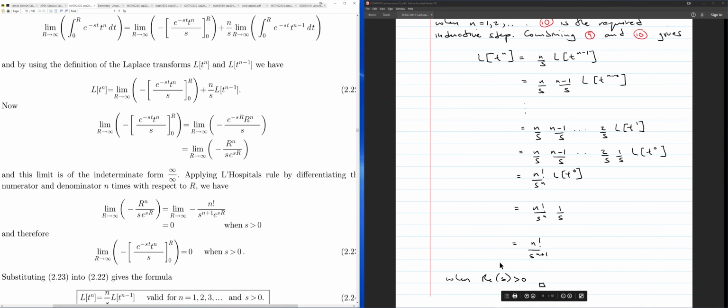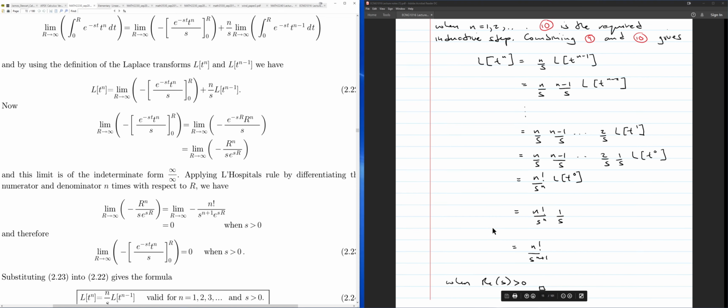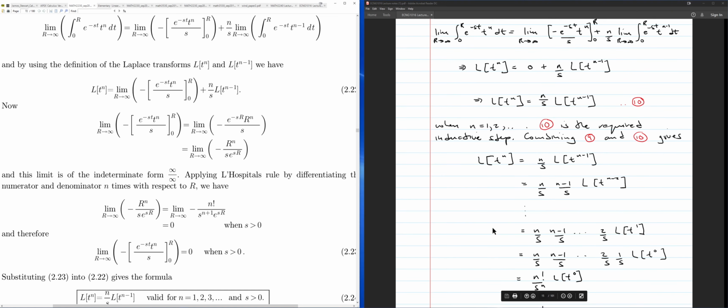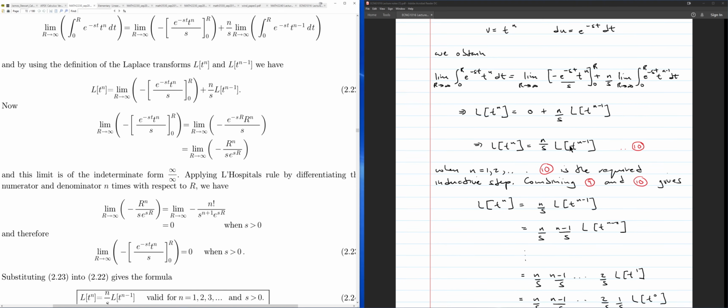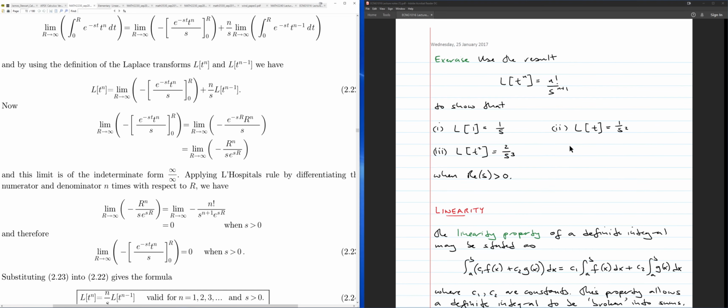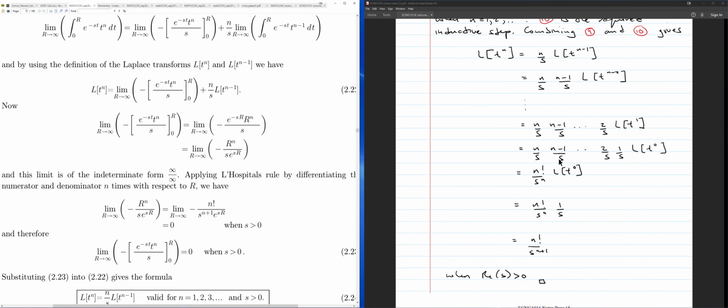And this statement holds only when the real part of s is bigger than 0, because you use the real part of s bigger than 0 to justify that this limit, of minus e to the minus st, t to the n on s evaluated at 0 and r, is equal to 0. So this gives me what I want: Laplace of t to the n is n factorial on s to the n plus 1 when the real part of s is bigger than 0.